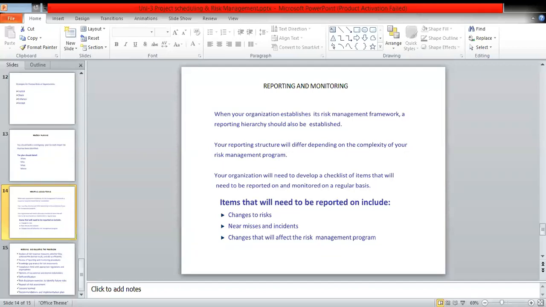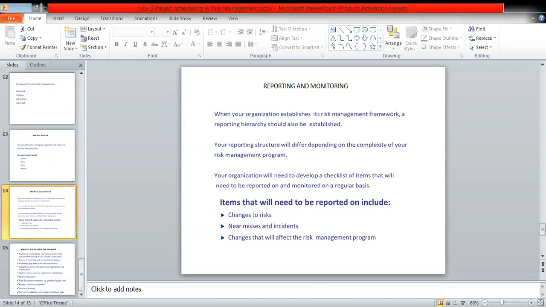Your organization will need to develop a checklist of items that will need to be reported on and monitored on a regular basis. Yes. So the organization's people should know that you are a major person, the person who is responsible for that work. So you complete it and you report it to the people who completed the work. Means all people reporting, you submit to your manager, to your team, that you have completed it or that the people have completed the work.